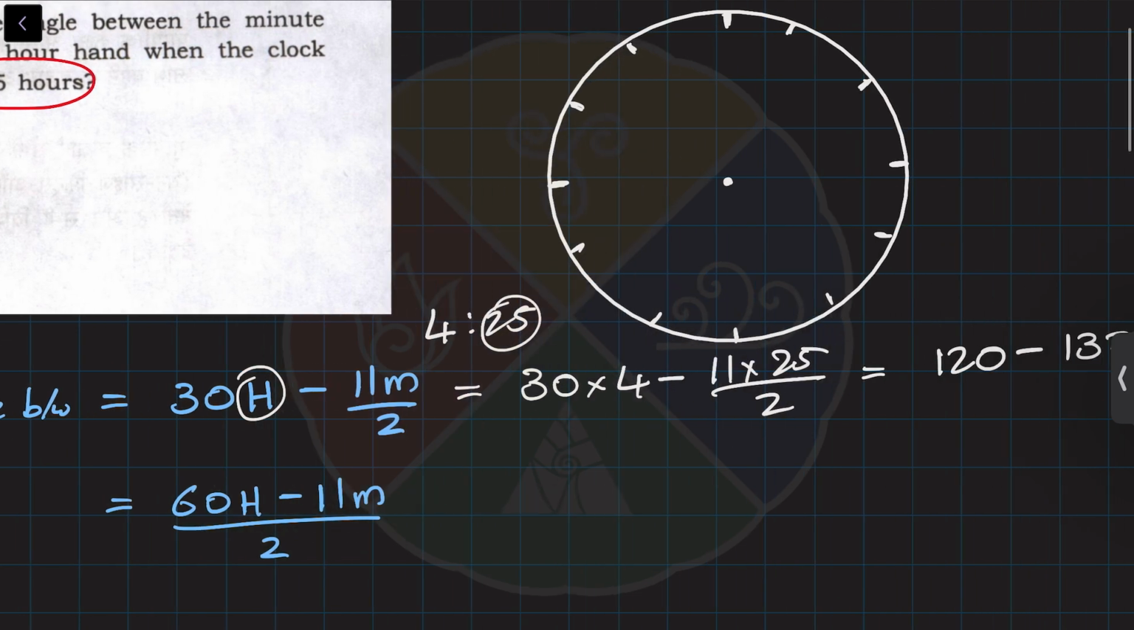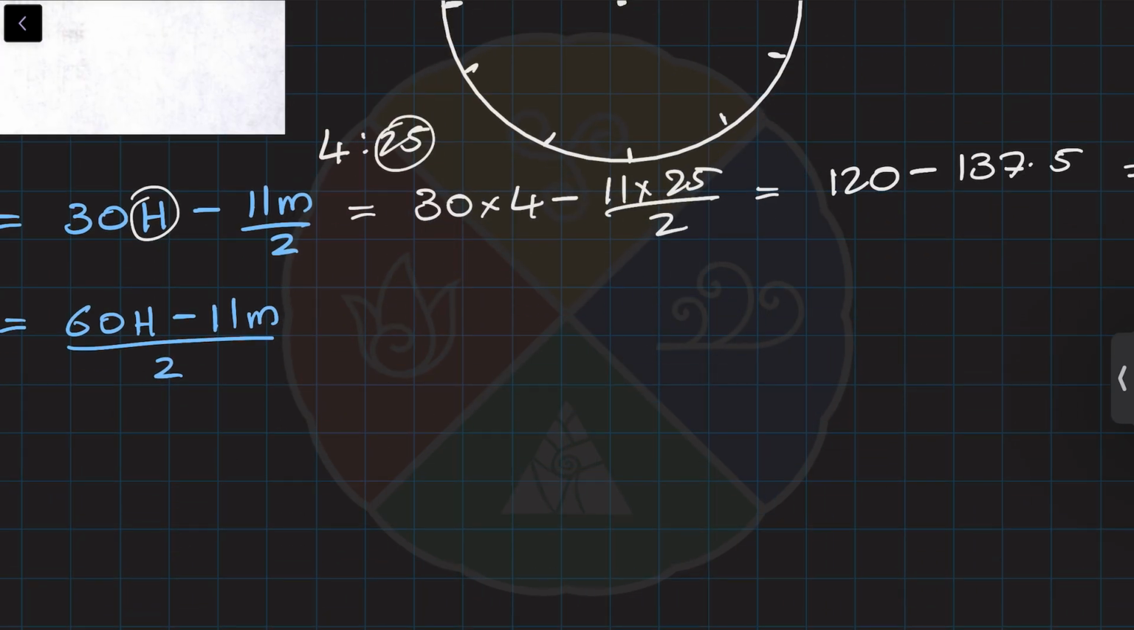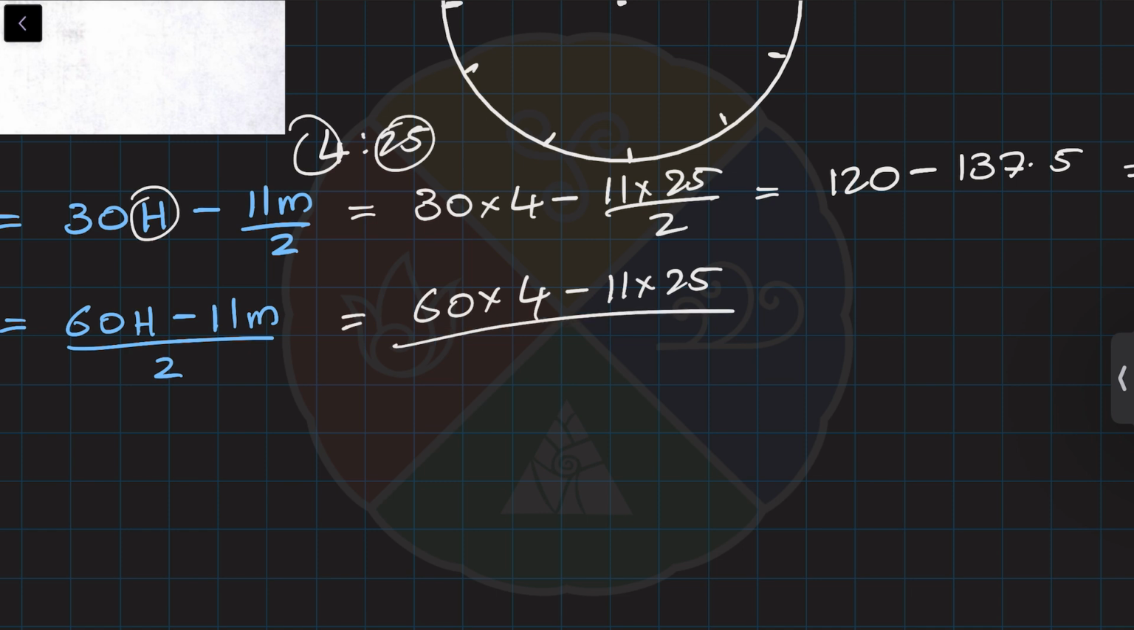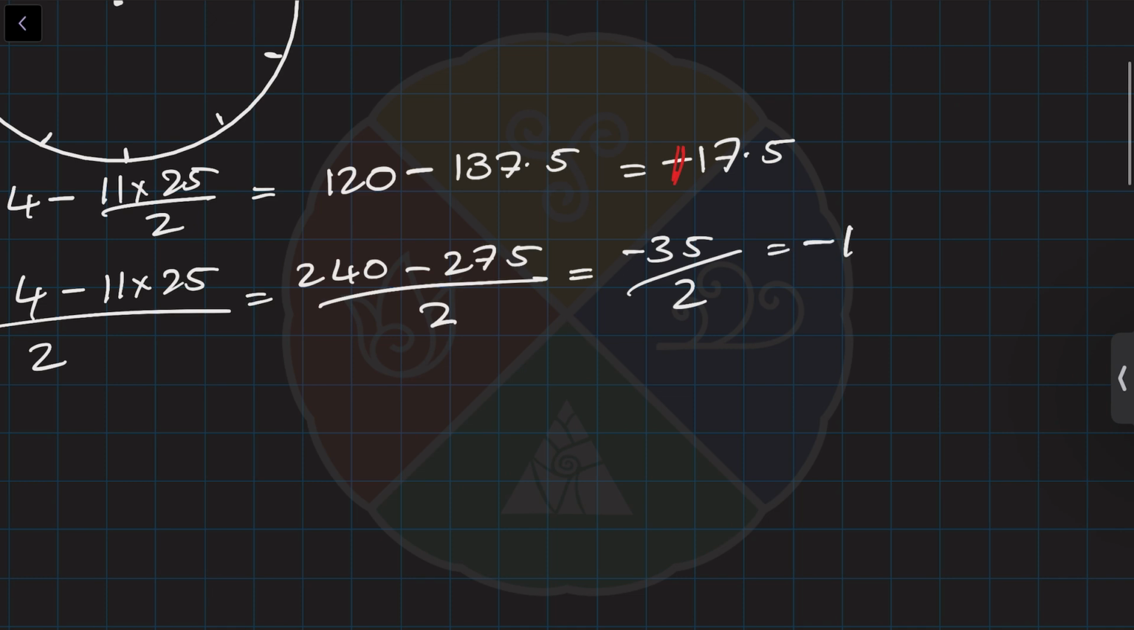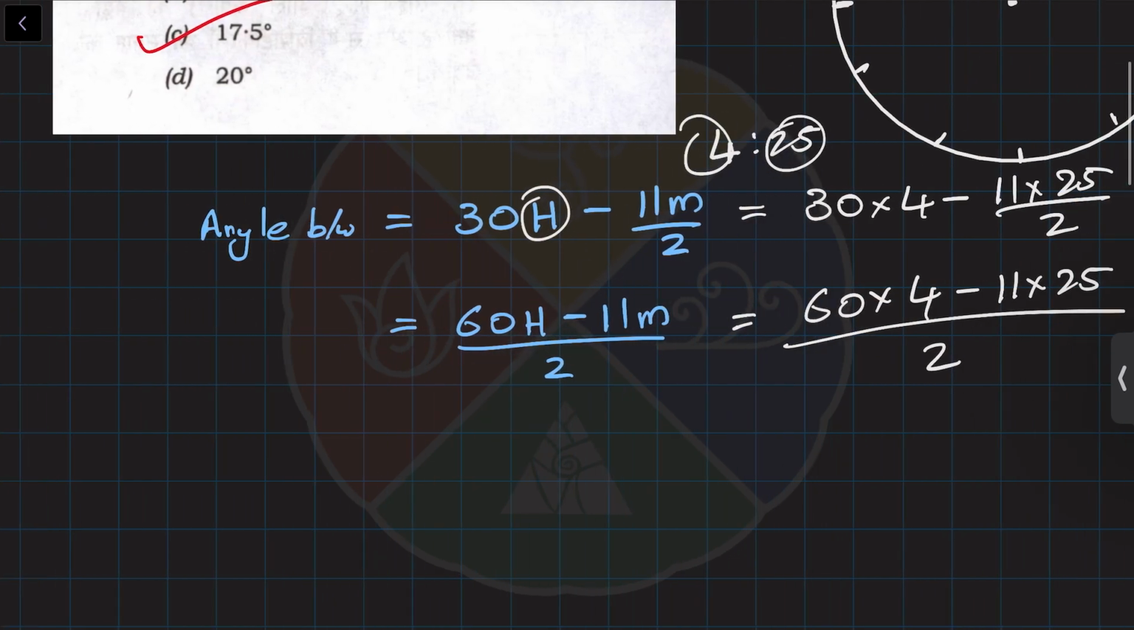Option C. The bottom equation also is going to generate the same answer. 60 into, instead of hour, just put 4. Instead of minute, let's put 25. 60 into 4 is 240 minus 25 into 11 is 275, by 2. So the answer is going to be minus 35 by 2. 35 divided by 2 is again 17.5, that is minus 17.5. You can ignore the sign. So again 17.5 is the answer.